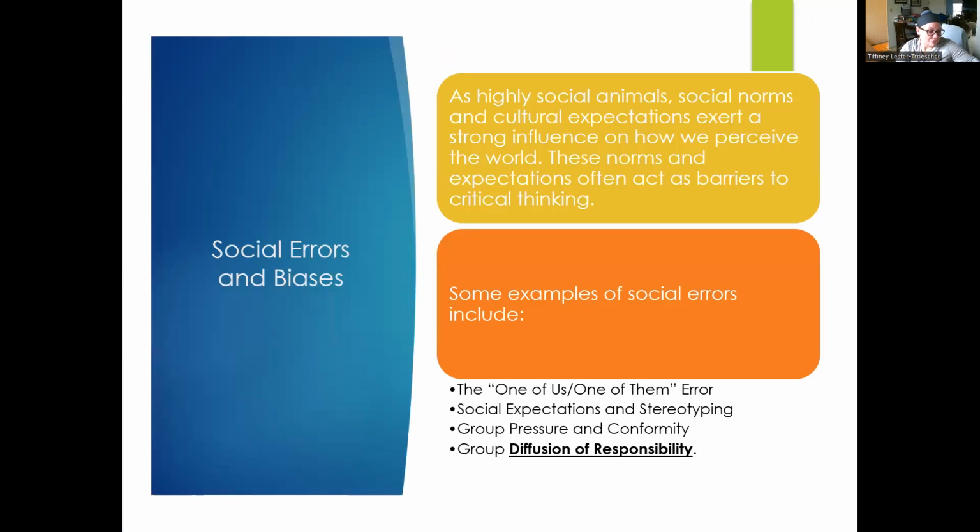So we also have what's called social errors and biases that can affect critical thinking. It really shouldn't come as any surprise that our social norms and cultural expectations wield a lot of power in terms of how we view the world. But they can be barriers to critical thinking. So we have the one of us versus one of them error, social expectations and stereotyping, group pressure and conformity, and group diffusion of responsibility.